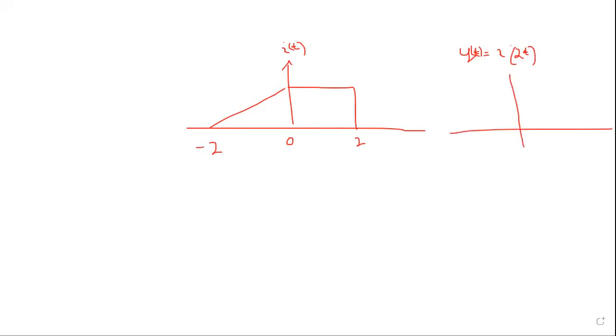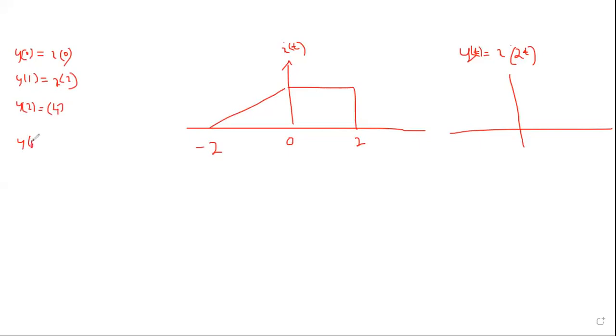Can you tell me what is y of 0? y of 0 is x of 0. y of 1? y of 1 is x of 2. y of 2 is x of 4. y of 0.5 is x of 1.